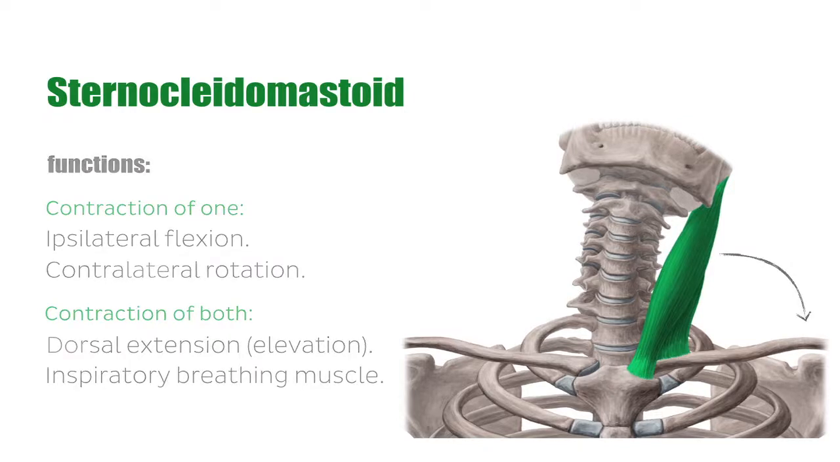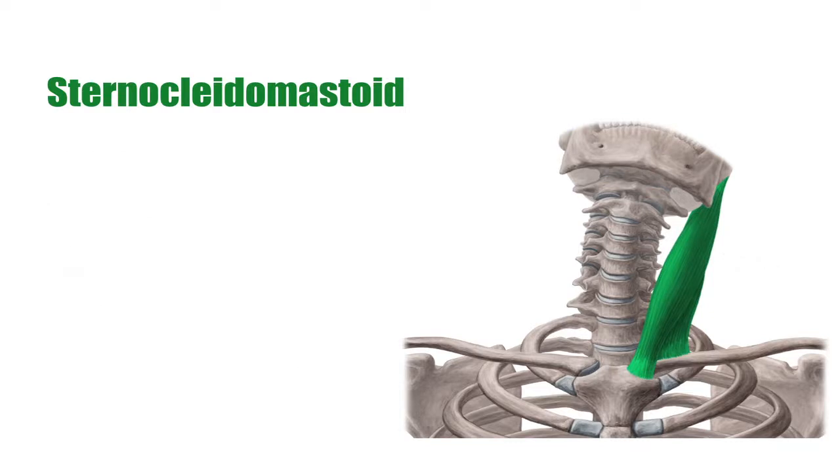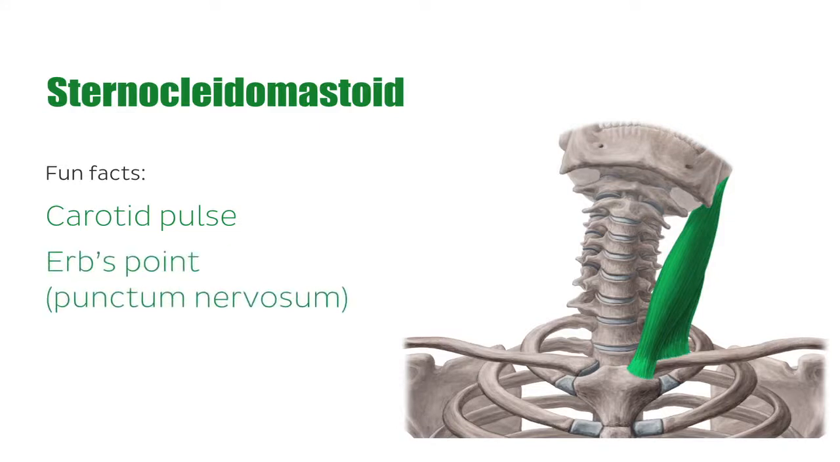Now, a few fun facts about the sternocleidomastoid muscle. These fun facts include that the carotid pulse can be easily felt in the middle third of the front edge of this muscle. It's also important to mention that sensory branches of the cervical plexus merge at the dorsal edge of the muscle at the Erb's point, or punctum nervosum. It can be used as a puncture area for local anesthesia.